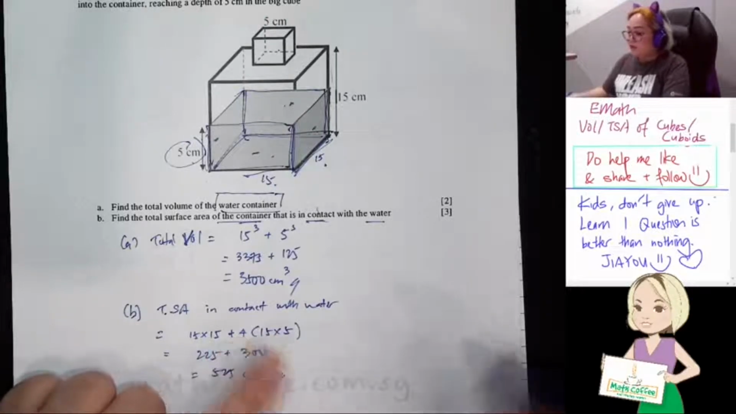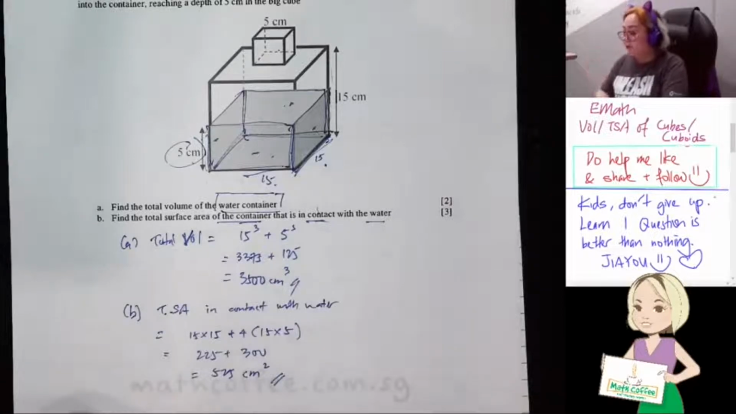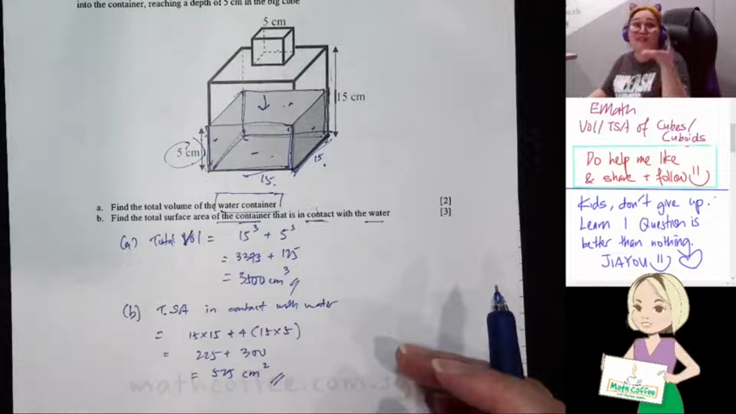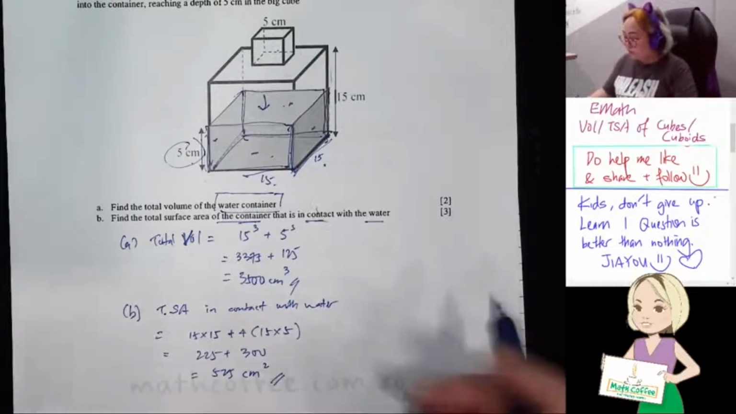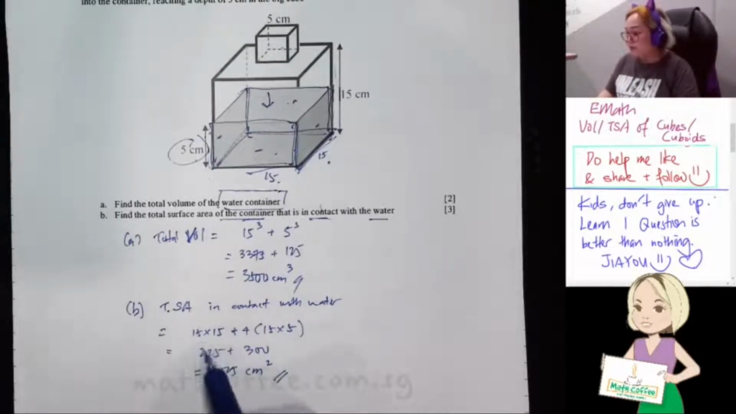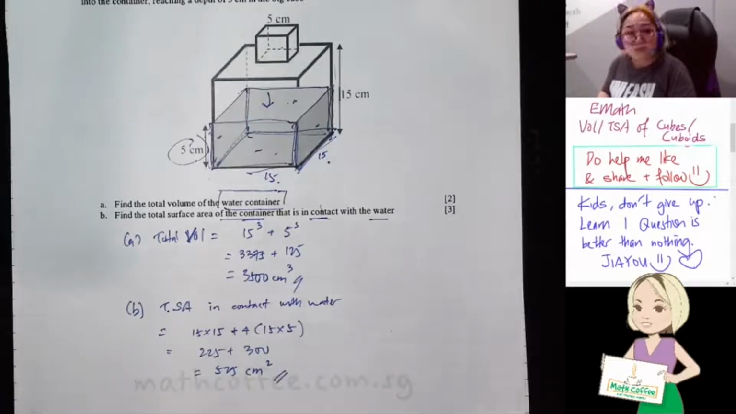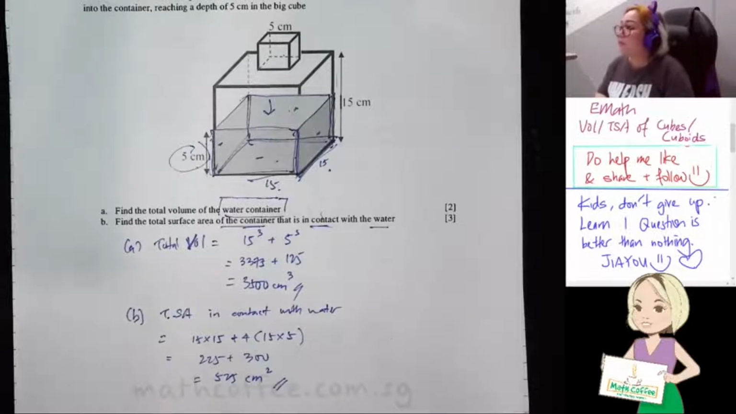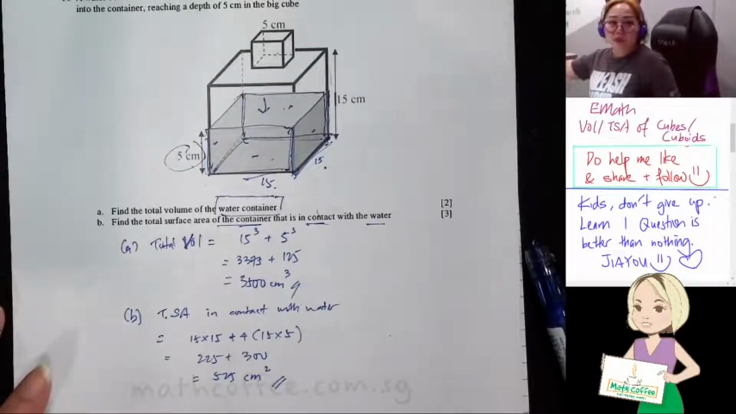Okay, and these are the only faces that touch the container. The top part here doesn't touch the container. It is touching the air, so it is not included. So we have 15 by 15, which is the base, and then the 4 walls. Add together, it will be 525 cm squared. Okay, so that's all for today's question.